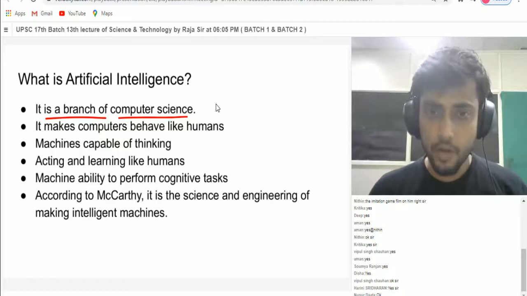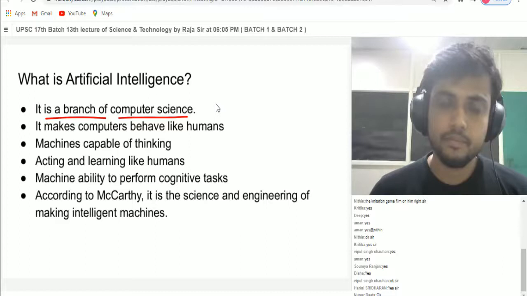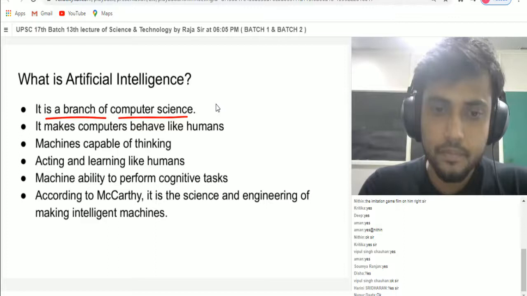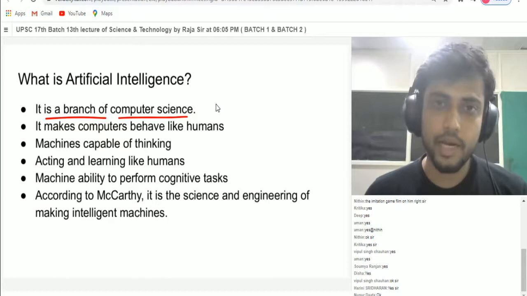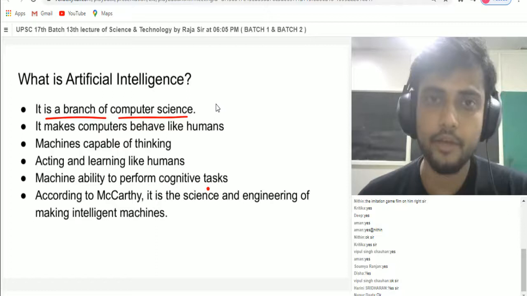Humans have certain traits. Humans have the ability to perceive anything. Humans have problem solving abilities. And humans have the ability to respond to the changing environment. They can even respond to unknown situations, some unknown inputs, and produce the outputs. So the task was to create machines which can think like humans.